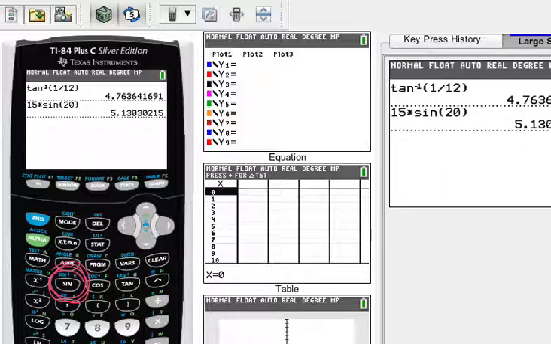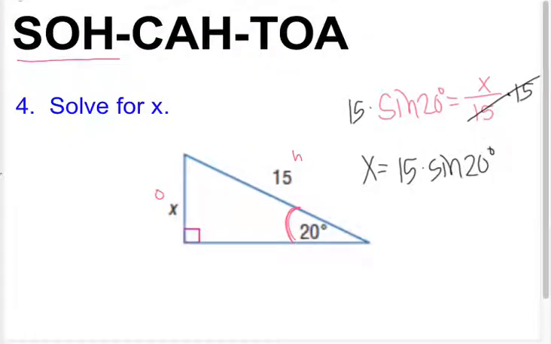So we get that 15 times sine of 20 is 5.130. Okay, round to 3 decimal places. So we're looking here, this tells me that I'm going to stay the same at my 0. So there's my answer. So x is equal to 5.130, and x does not give a label, so it's just 5.130, and you could use units if you want.